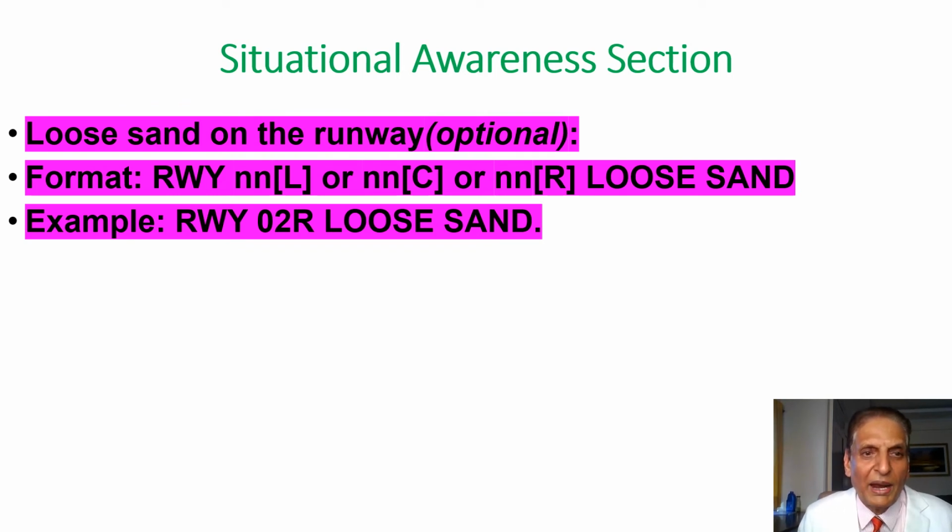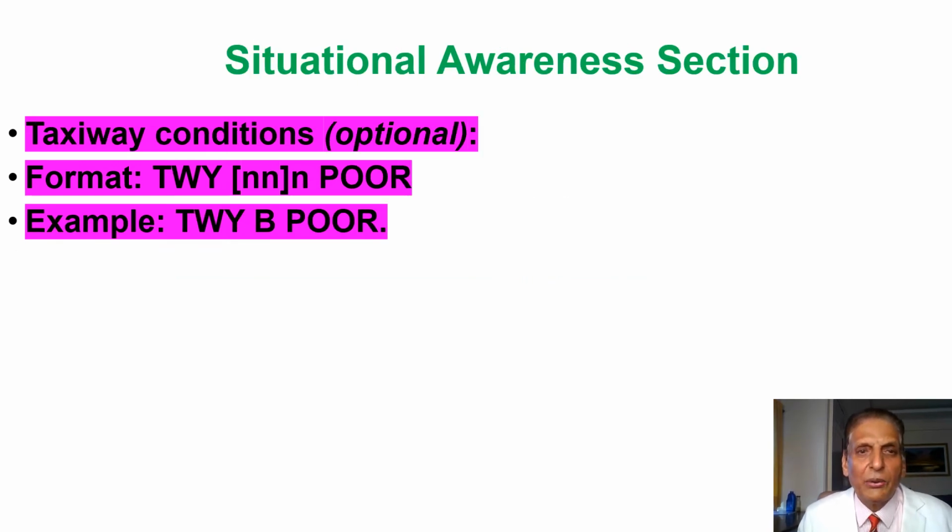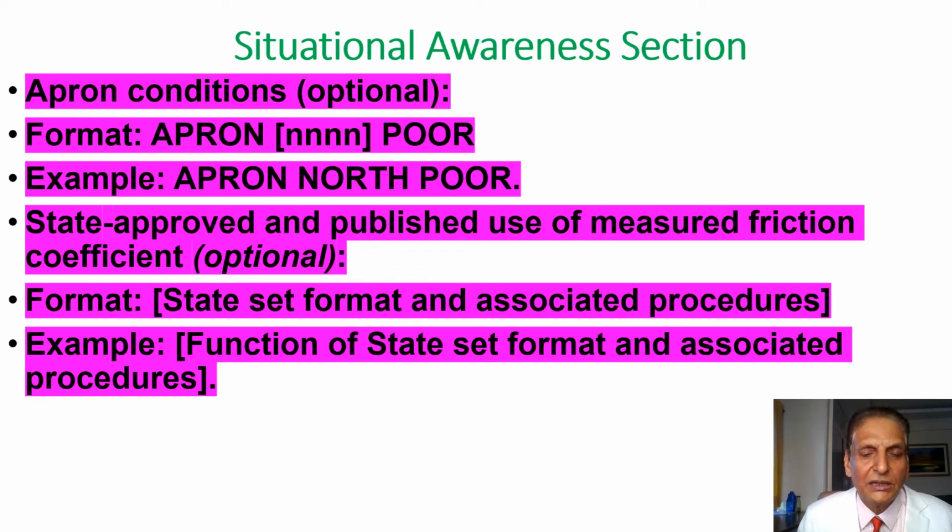Loose sand on the runway, this is the format. Example will be runway 02 right, loose sand. Chemical treatment on the runway, this is mandatory. This is the format. Example is runway 06 chemically treated. Taxiway conditions optional. This is the format. Example is taxiway Bravo poor. Apron conditions is also optional. This is the format, and example apron north poor. State approved and published use of measured friction coefficient is optional. This is the example, functional state set format and associated procedures.